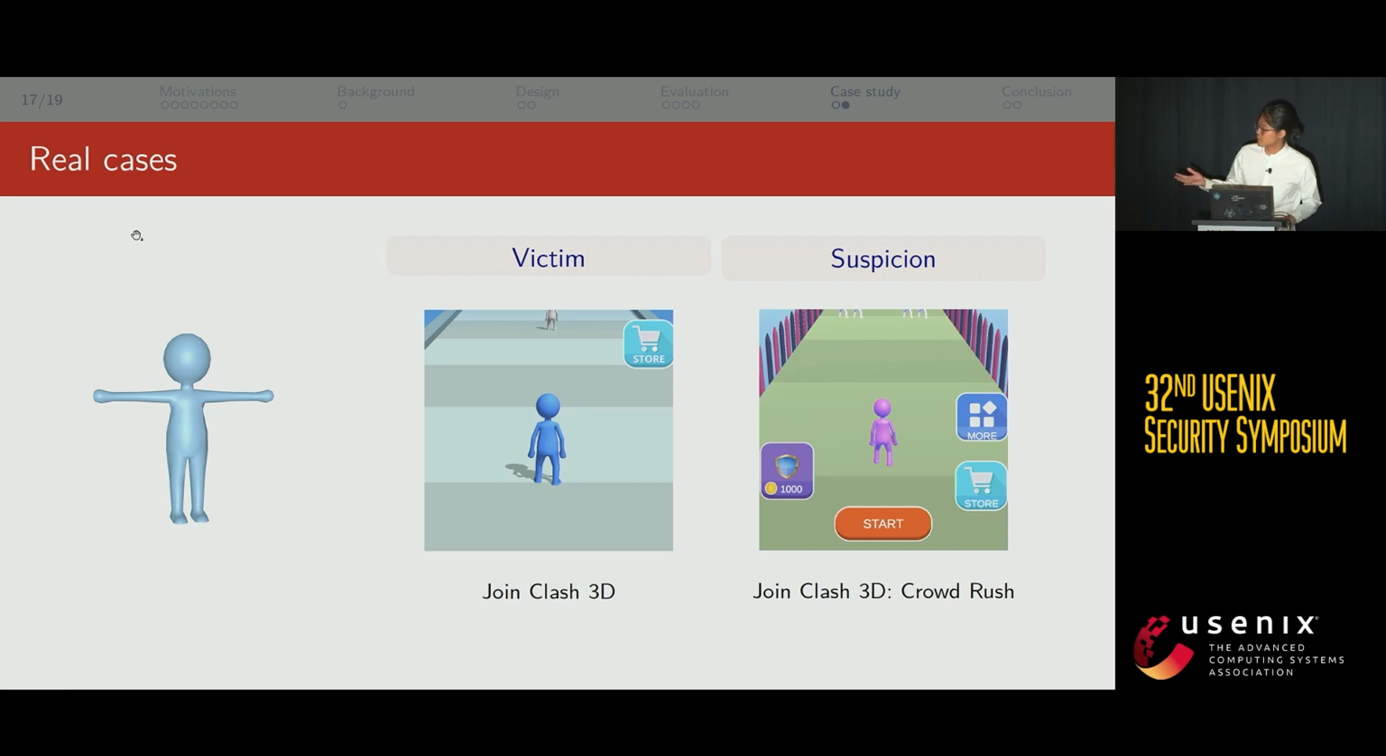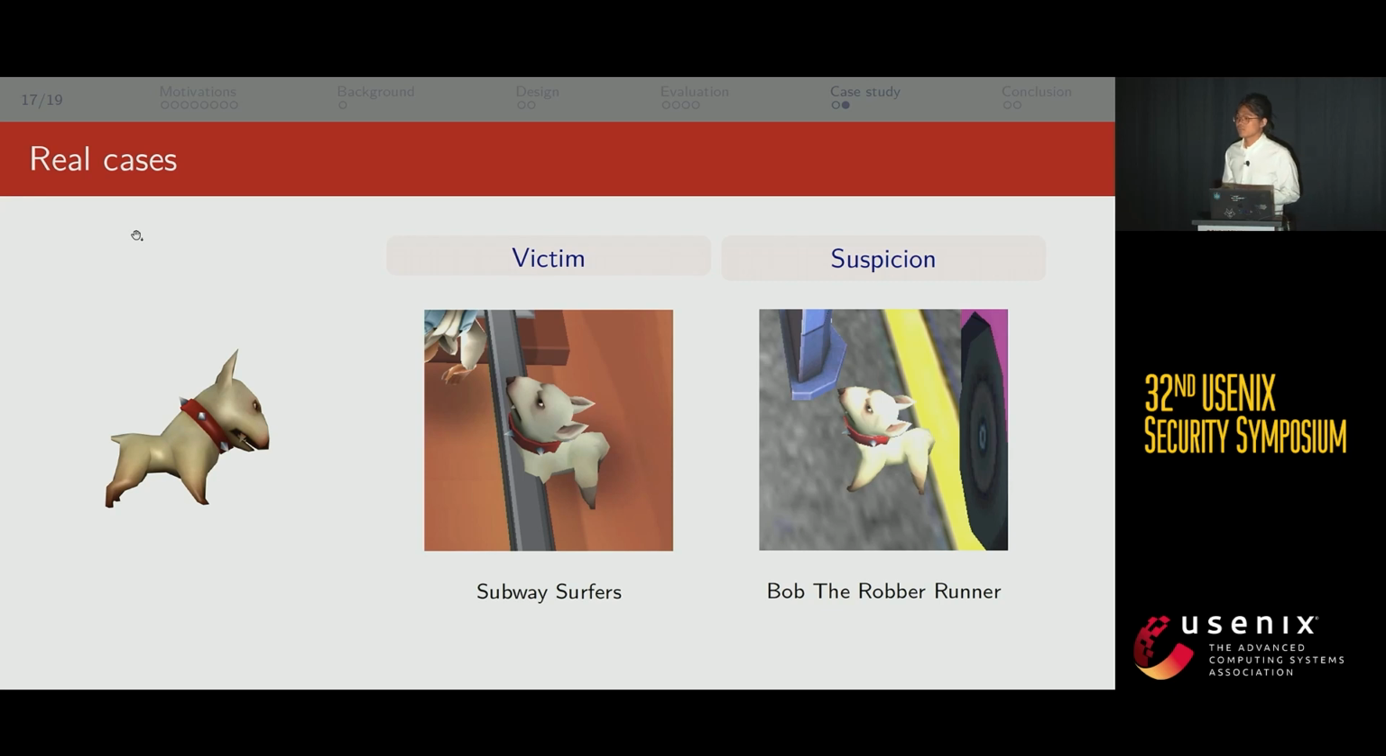This one is Join Clash 3D. As you can see on the right side, the other game has the exact same model, and they just changed the textures, and it has only about 5K installs compared to the original one, which has over 100 million installs. And the next one you probably are more familiar with, it's Subway Surfers. As you can see on the right side, that game has just 100 installs, but Subway Surfers is very, very famous. It has over 1 billion installs.